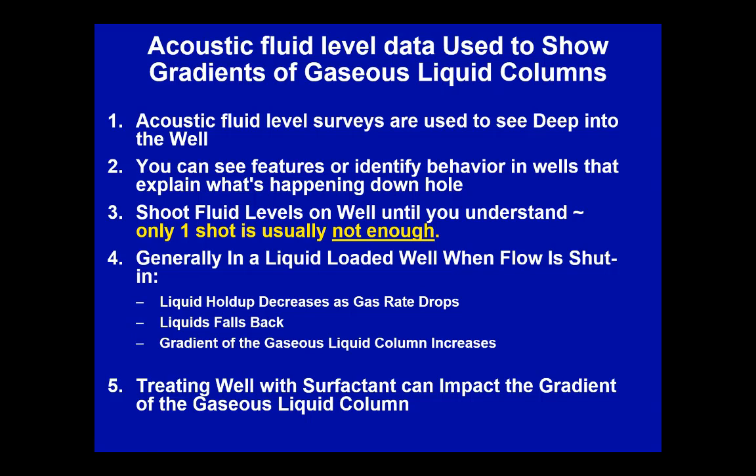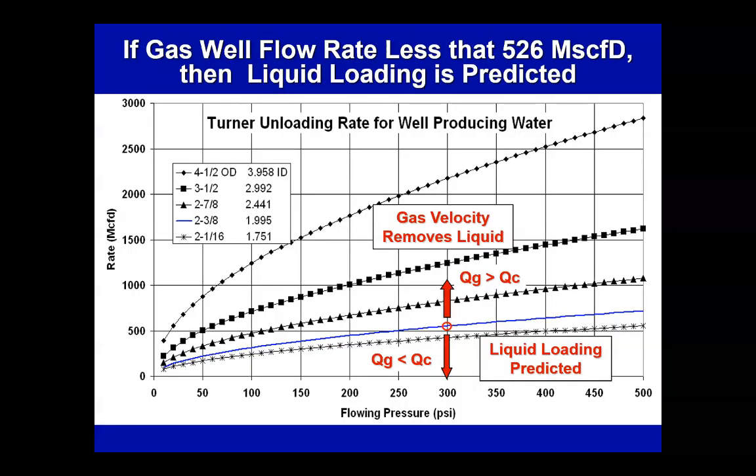If the well is flowing above the critical rate, there is just a mist flow in the tubing, and there is not such a gas-liquid interface that they can send the pressure wave and reflect off that. So shoot until you understand. Normally in a gas well, one shot is not enough. That's what we normally see. Let's see some more information.